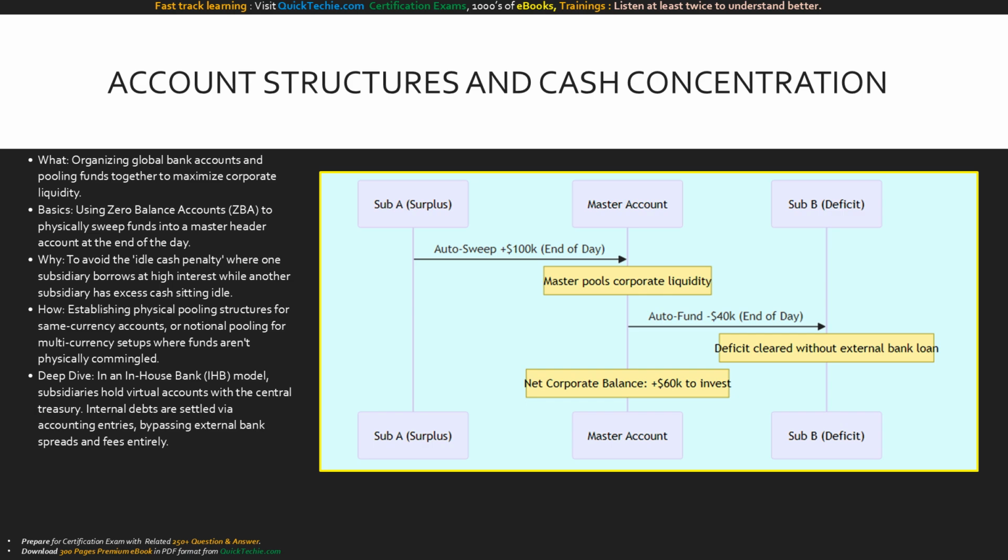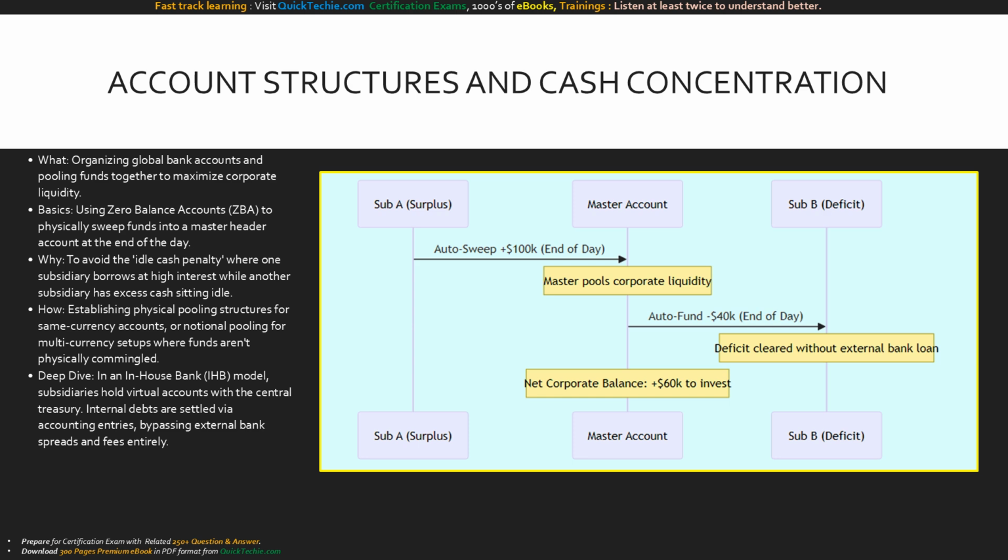On the left, subsidiary A finishes the day with a $100,000 surplus. That cash is auto-swept up to the master account. On the right, subsidiary B finishes with a $40,000 deficit. The master account immediately auto-funds subsidiary B to bring its balance back to zero. Subsidiary B's deficit is cleared without ever taking out an expensive local bank loan.